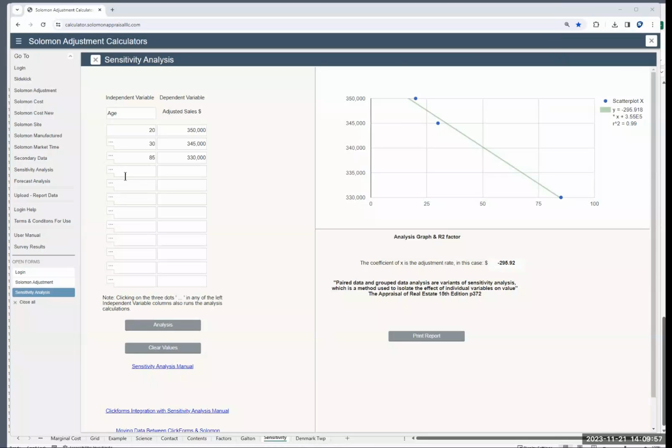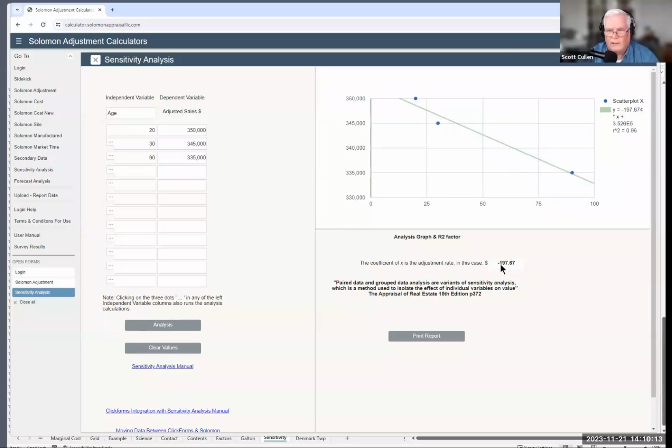Now, if any of these numbers change, you're going to see quite a bit different results. Let's say we've got 90 years of age and a 335 adjusted sale price. Now we've got a $200 adjustment. So I guess the point here is that sensitivity analysis is very sensitive. So be careful with it.